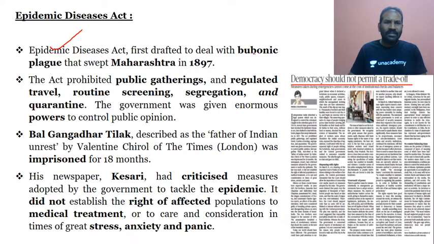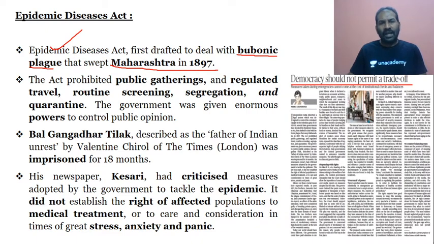And this Epidemic Diseases Act, again for the prelims point of view, is very, very important. It came into existence because of the bubonic plague, which hit Maharashtra very badly in 1897. This was the time of the British colonial rule, British Indian time, when there was a bubonic plague, an inflammation in the armpit or the groin area, which spread because of rats.